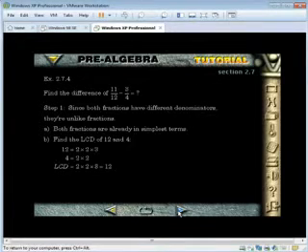Example 2.7.4. Find the difference of 11 over 12 minus 3/4. Step 1. Since both fractions have different denominators, they're unlike fractions. A. Both fractions are already in simplest terms. B. Find the LCD of 12 and 4. 12 equals 2 times 2 times 3. 4 equals 2 times 2. LCD equals 2 times 2 times 3 equals 12.